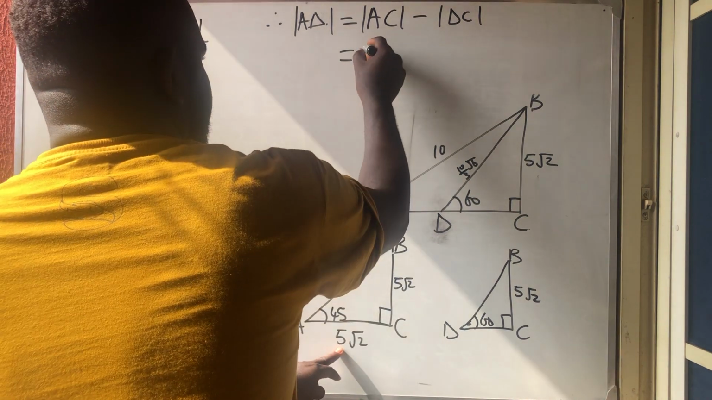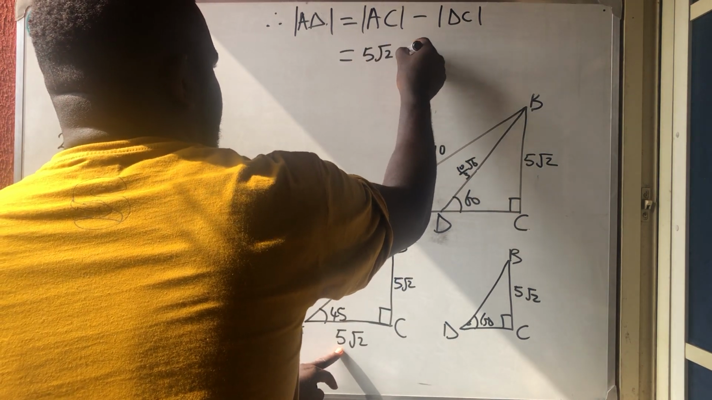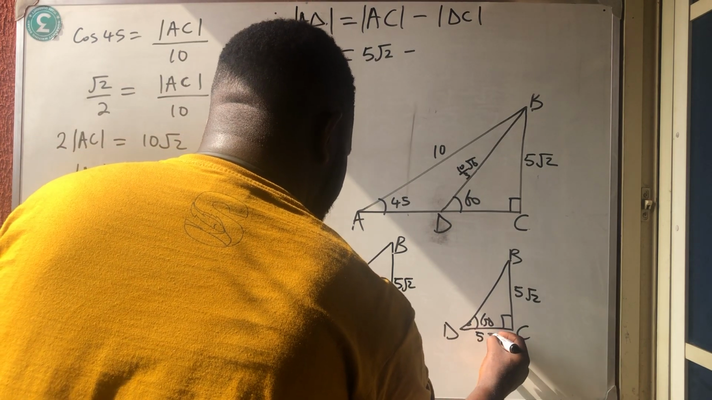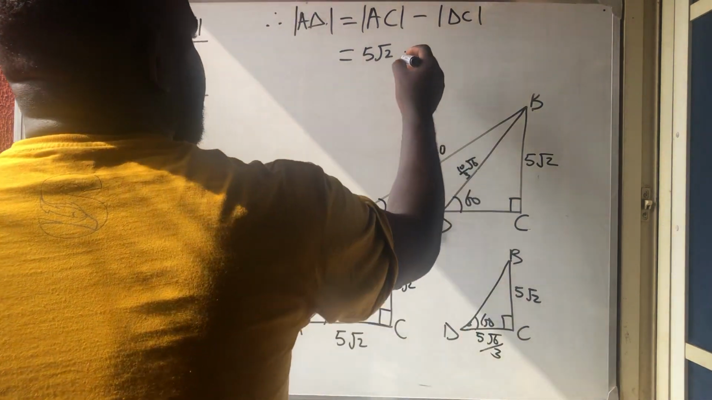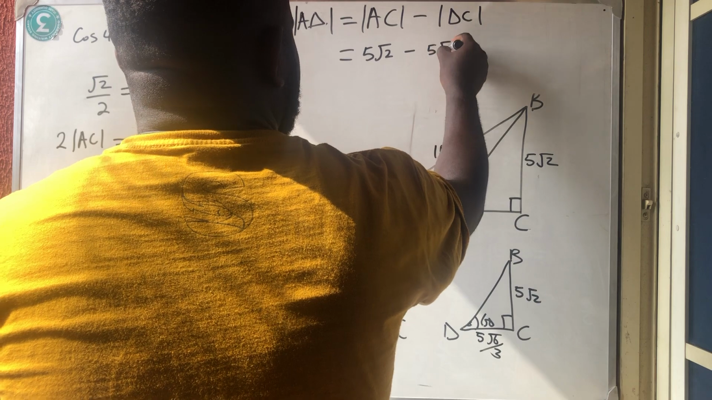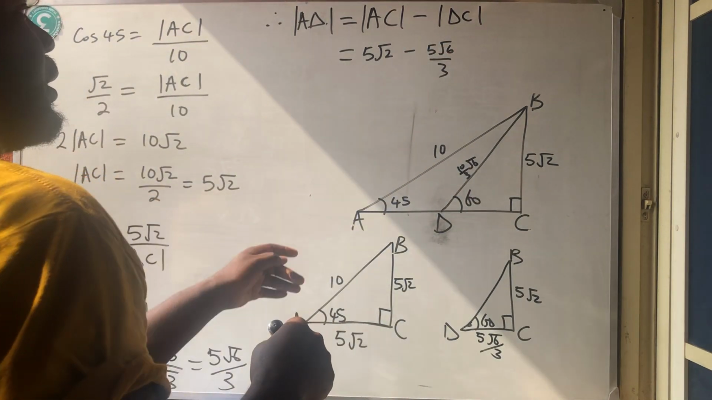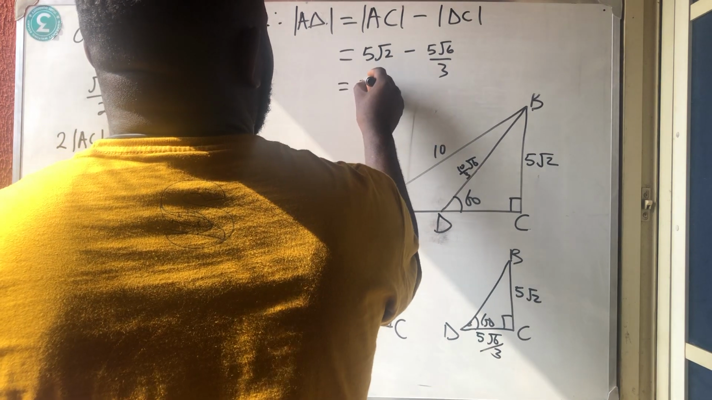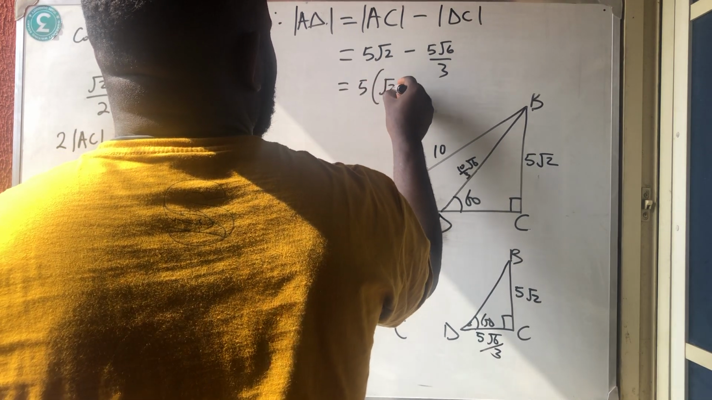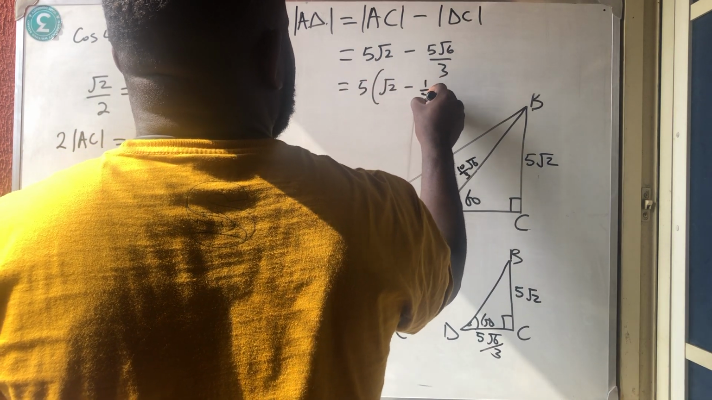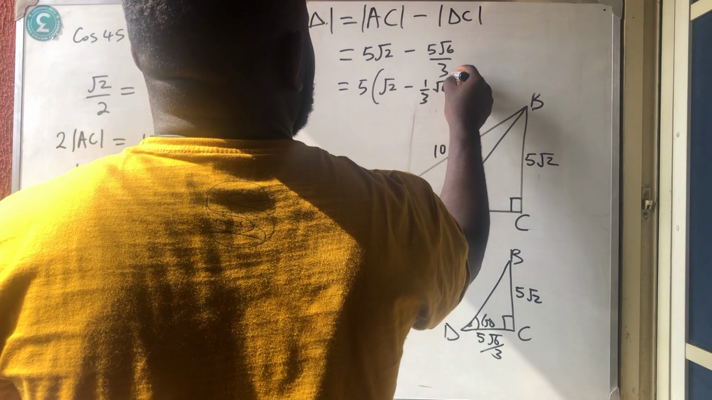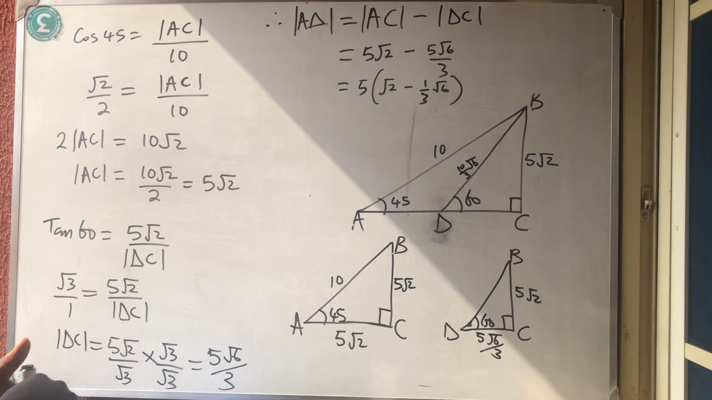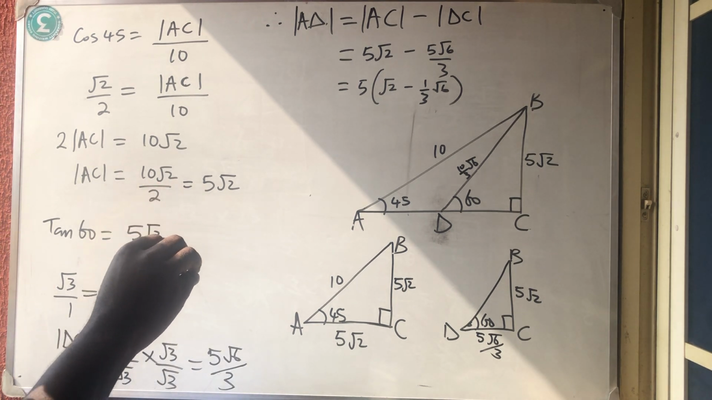Line AC gave us 5 root 2 minus line DC gave us 5 root 6 over 3. So they cannot subtract, so that is your answer. If you want to factor out 5, you have 5 in bracket of root 2 minus 1 over 3 root 6. So that is that. Okay, that is because I'm leaving my answer in surd.